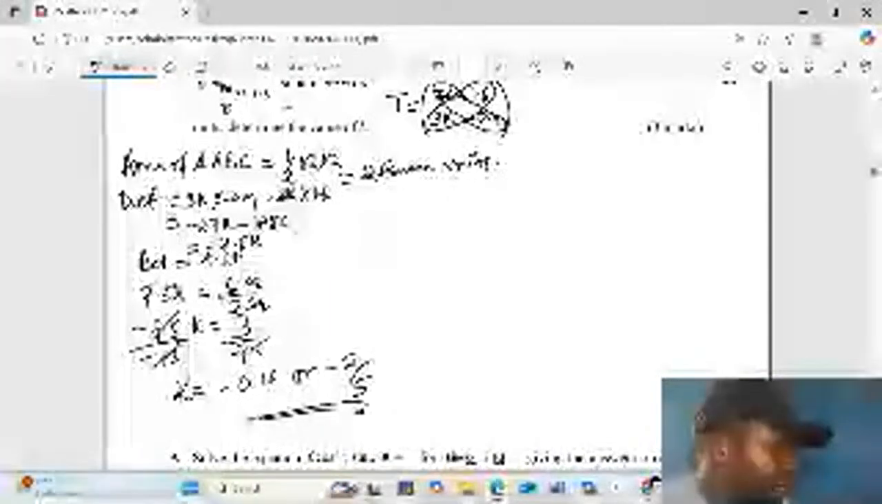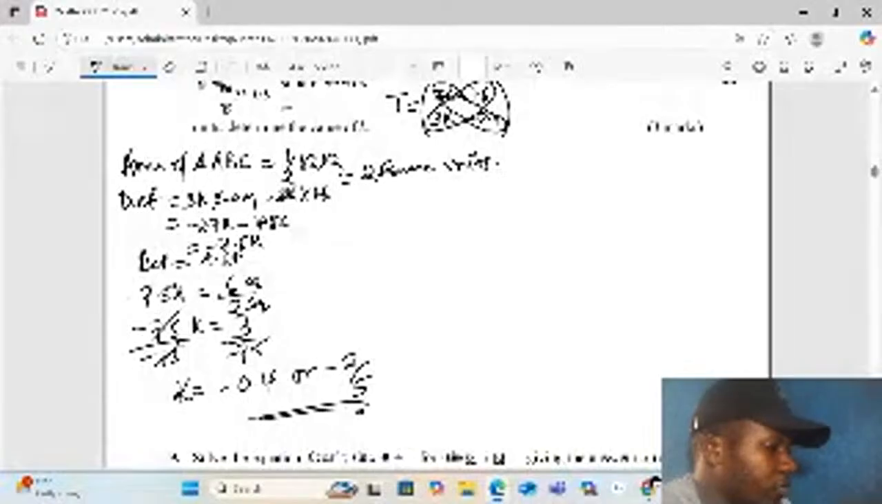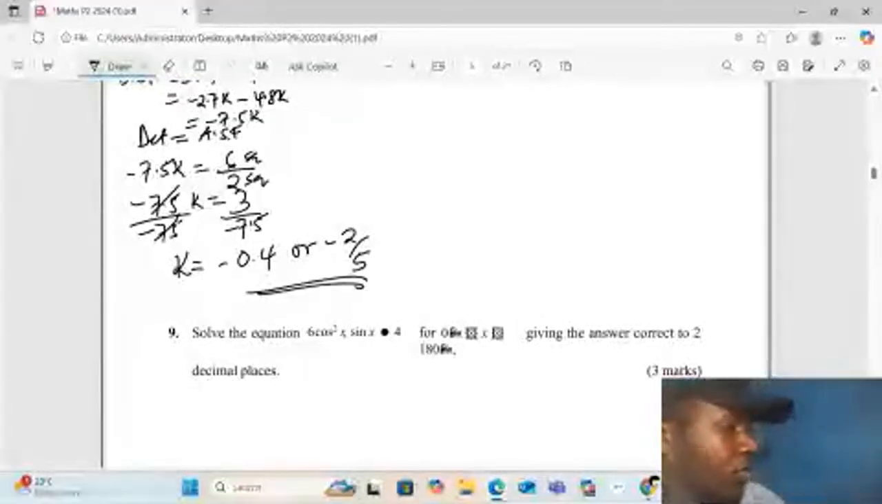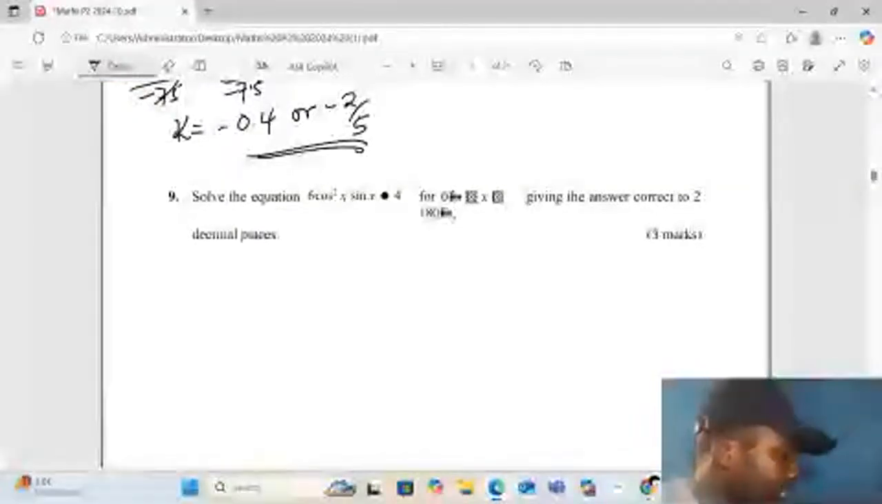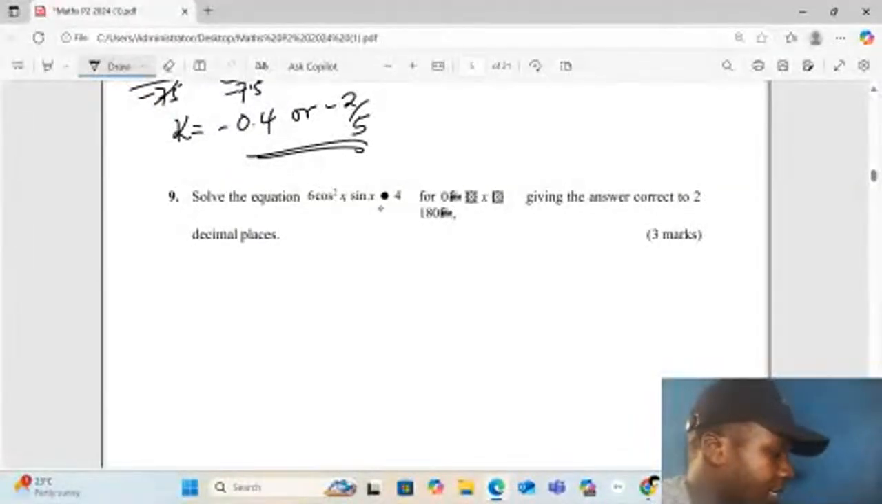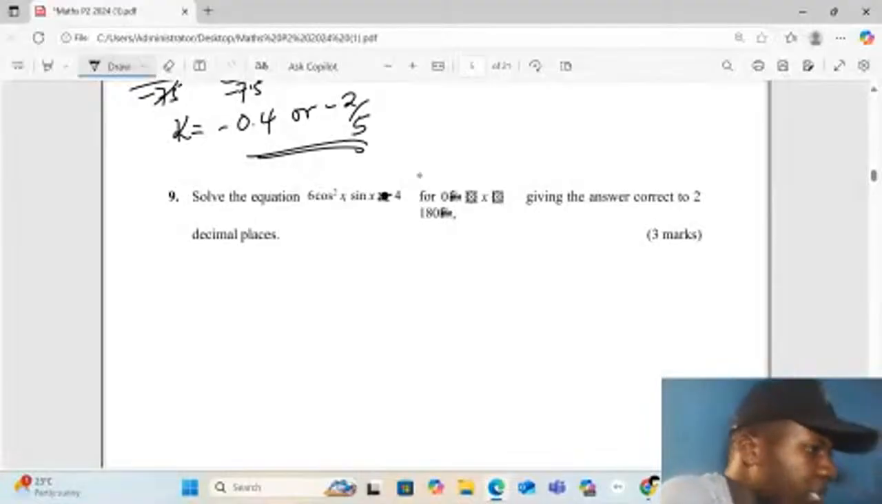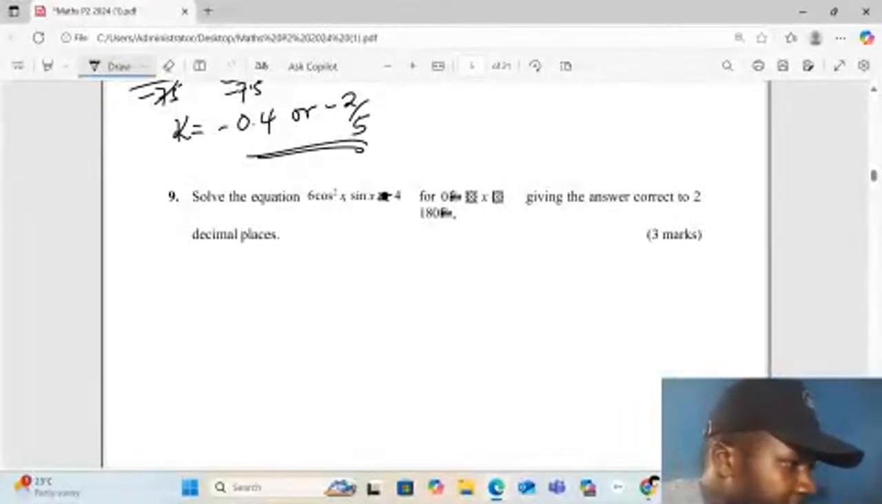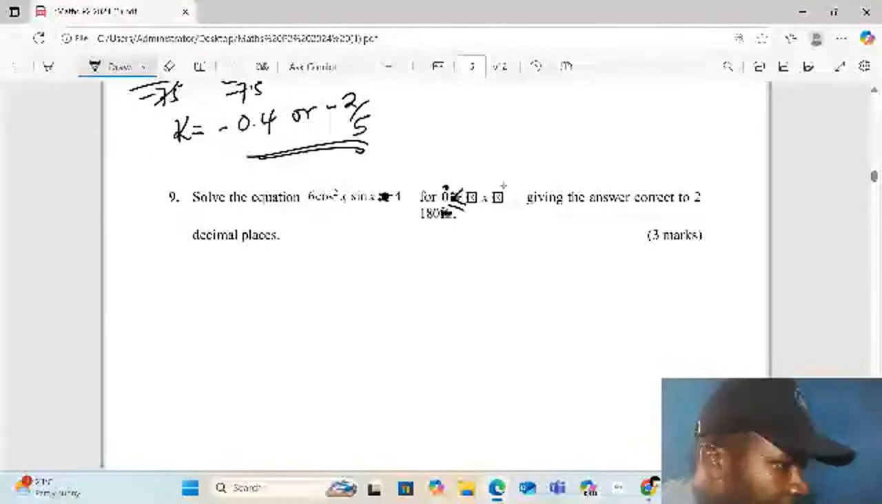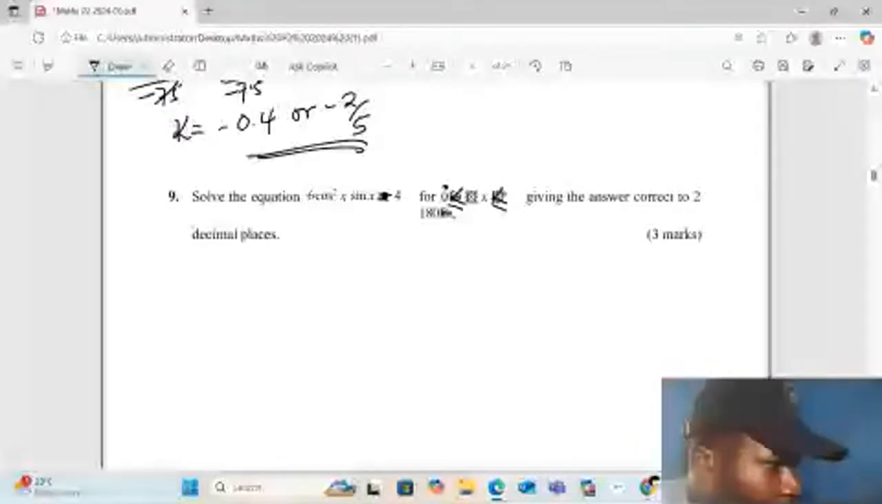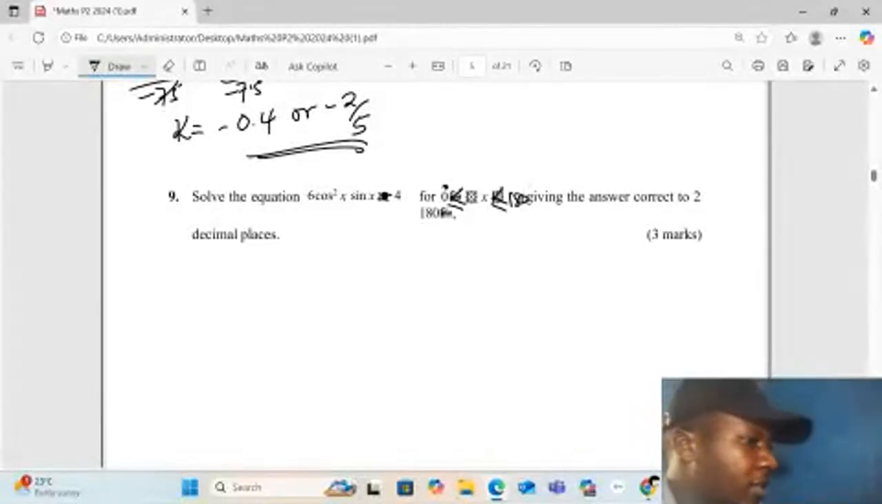Now let's move to question number 9. Solve the equation 6 cos squared x sin x is equal to 4, for 0 degrees less than or equal to x, less than or equal to 180, giving the answer correct to 2 decimal places.